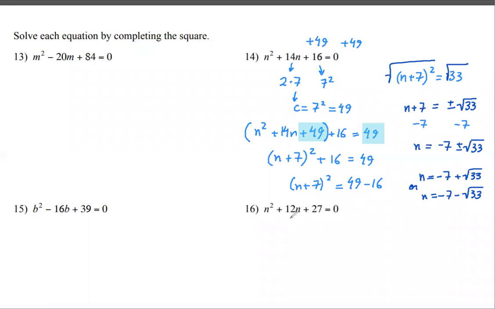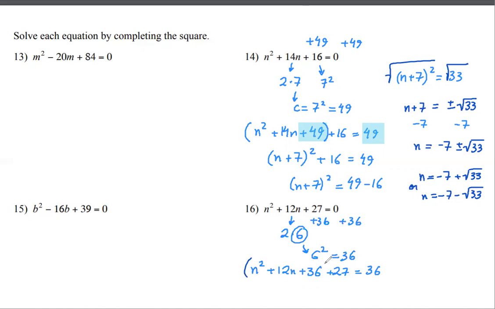So n squared plus 12n. Let's do this. We divide 12 by 2 and get 6. So we write 12 as 2 times 6. We get the 6. We're going to be squaring 6. So what's going to be the perfect square? n squared plus 12n plus, what is 6 squared? 6 squared is 36. So we want to add 36 to both sides of the equation. So we have n squared plus 12n plus 36, copying, plus 27 equals, adding 36. So we get this big expression.